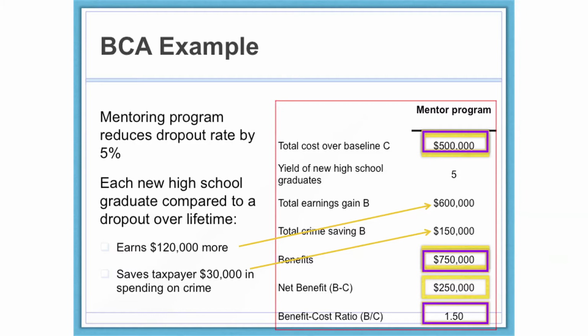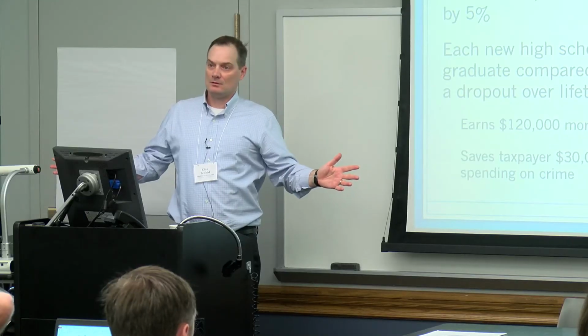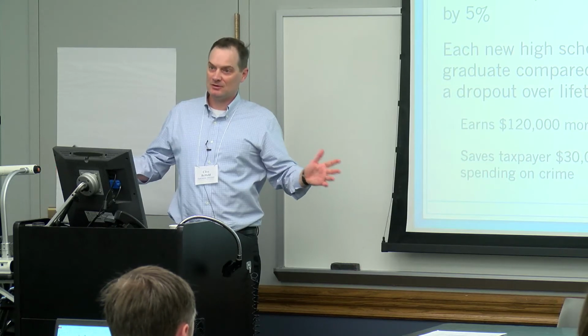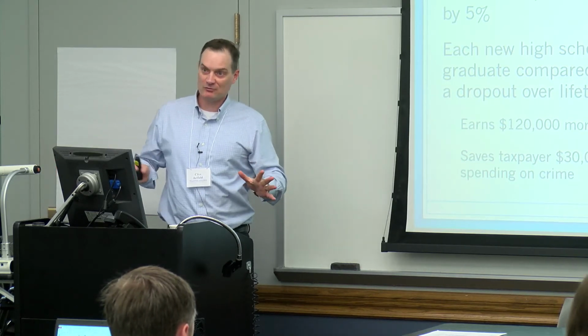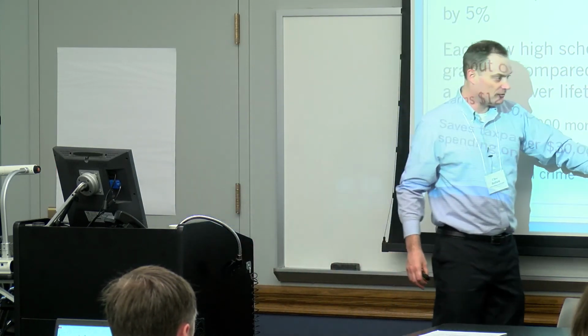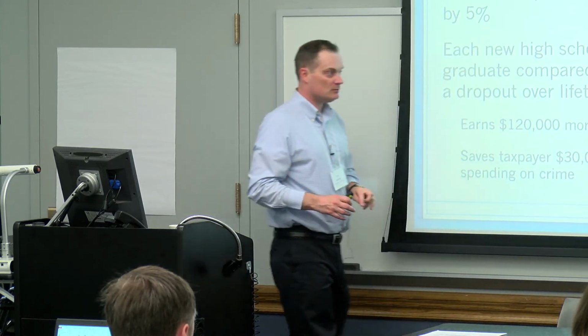This gives me 750. I'm going to compare that to the costs of 500 to get my net benefits. And then I'm going to take the ratio of B over C. 750 over 500 is 150. You still can't go home. That's it. That's our benefit cost ratio, or our net benefits, benefit cost ratio.